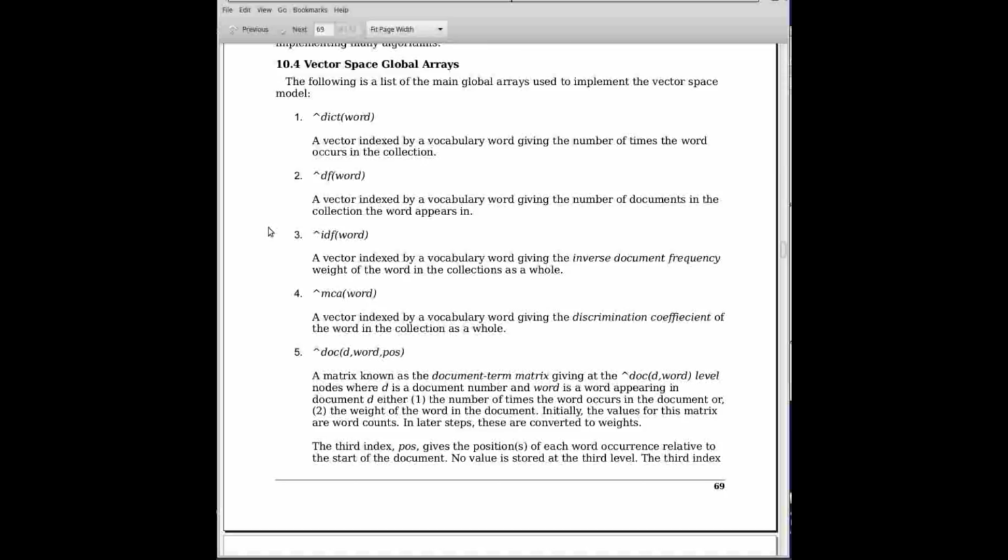The next one is IDF. That's also indexed by word. This is the inverse document frequency weight. We'll be calculating it soon. It's a very simple weight to compute. It's the weight of the word in the collection as a whole. We use this in conjunction with the rate at which a word occurs in a document in order to come up with a weight for the word in the document. At the IDF level, it's the importance of the term in the collection. But in an individual document, that word may be more or less important.